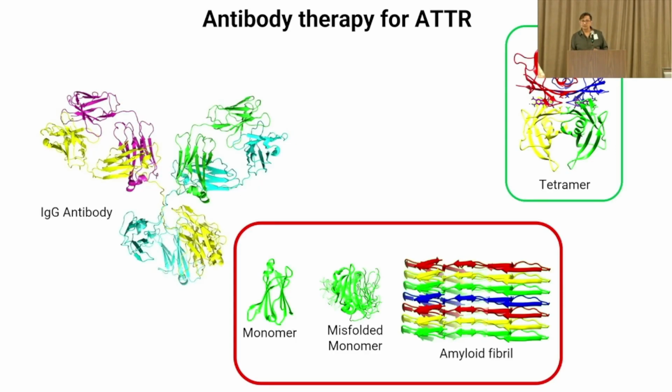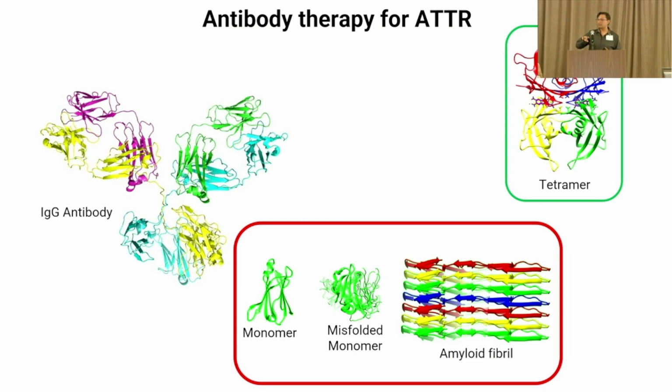Okay, so we can also talk about antibody therapy for ATTR. So how would this work? You probably all know that antibodies work by binding onto things, right? So if a bacteria enters your bloodstream, antibodies in your blood recognize the bacteria and bind onto it, essentially tagging the bacteria with the antibody. And then we also have white blood cells in our blood called macrophages. And these macrophages like to eat anything that's tagged with an antibody.